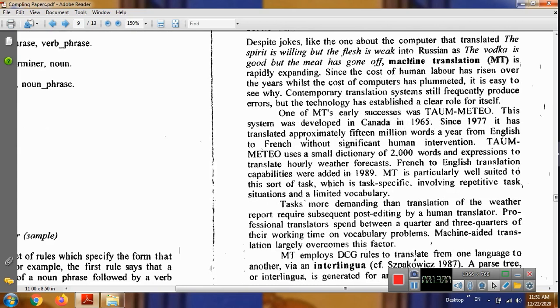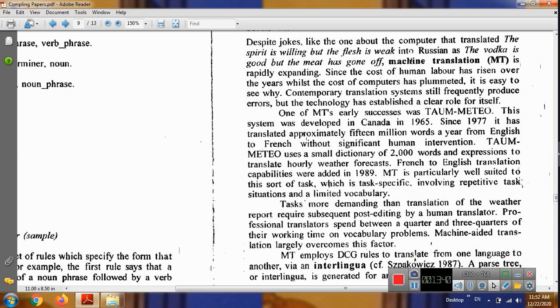One of machine translation's early successes was the TAUM-METEO system. This system was developed in Canada in 1965. Since 1977, it has translated approximately 15 million words a year from English to French without significant human intervention. The system uses a small dictionary of 2,000 words and expressions to translate weather forecasts. French to English translation capability was added in 1989.